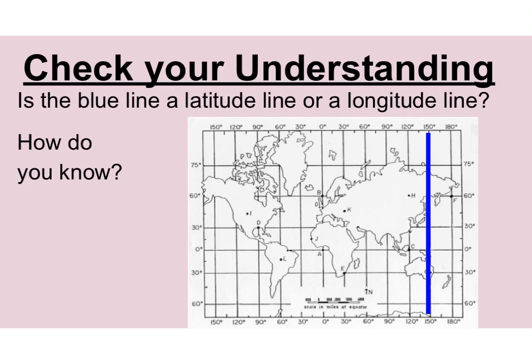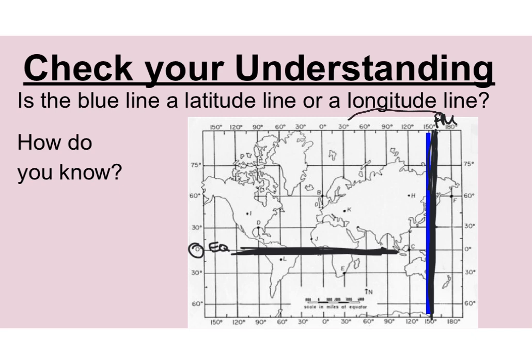All right, time for your first check for your understanding. Is the blue line a latitude line or a longitude line, and how do you know? Okay, hopefully you got that right. That's a longitude line. The reason I know that is because longitude lines always go up and down. If this were a latitude line, it would be going from left to right, because remember, these latitude lines are parallel with the equator. And our longitude lines are going to look very similar to the prime meridian. The prime meridian actually is at 0 right here. We'll talk about that next.